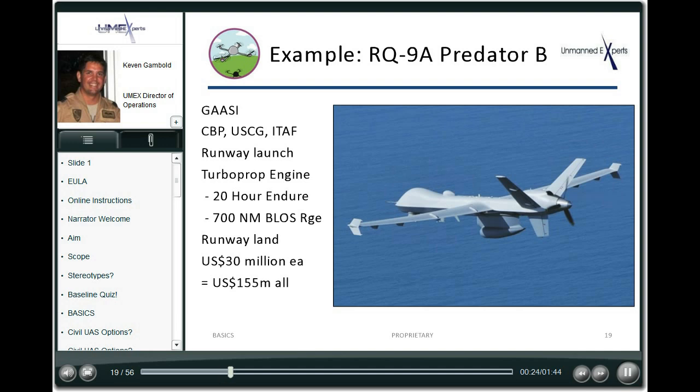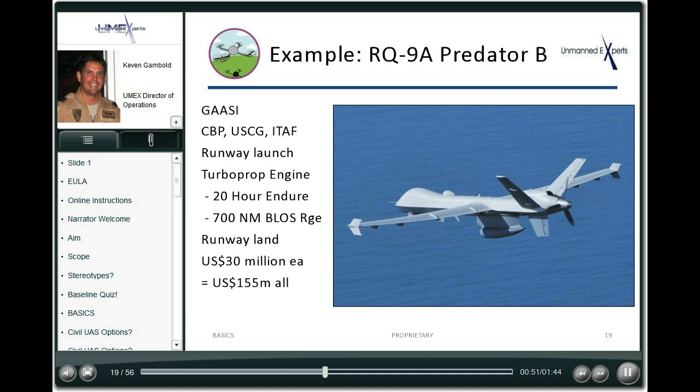It's a monster. It's nearly 65 feet wingtip to wingtip and weighs just over 10,000 pounds. It's used by the Customs and Border Patrol in the US, the Coast Guard, and the Italian Air Force also have the RQ variant, but they've just recently weaponized it into the MQ. So, as I said, at that size, it's runway launched and landed.